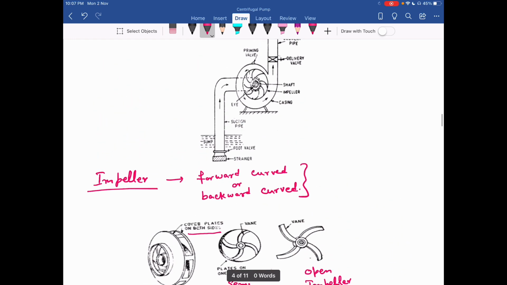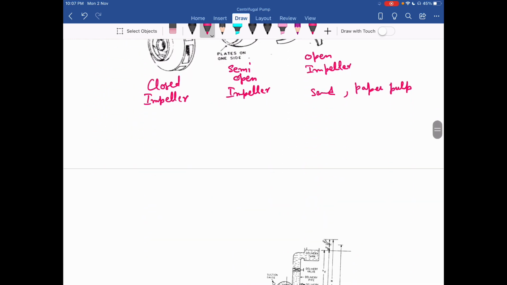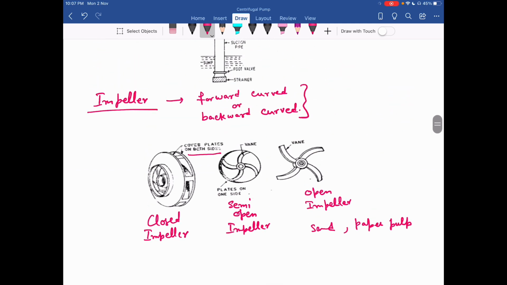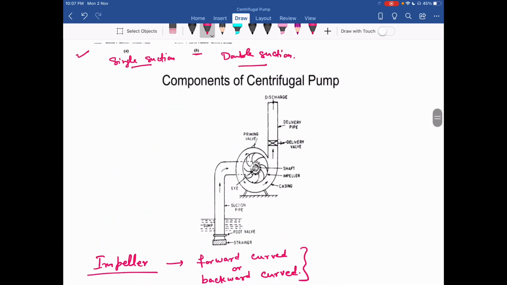Another important component of the centrifugal pump is the casing, which we have already seen. Depending on the shape, we have three different types of casings: volute or spiral casing, vortex casing, and the diffuser casing. Then another component is the suction pipe. So this is the suction pipe.